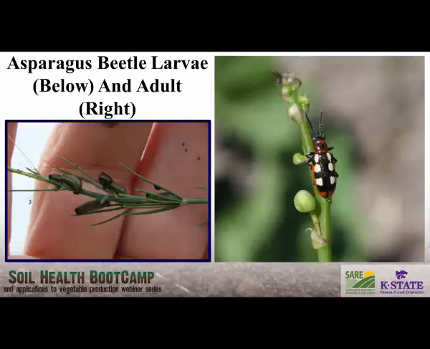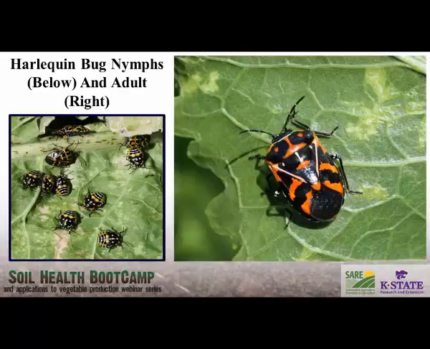Common asparagus beetle is the primary pest of commercially grown asparagus. This image shows both the larva on the left and an adult on the right. This image shows the nymphs and adult of the harlequin bug. This insect pest feeds primarily on cold crops, including broccoli, Brussels sprouts, cabbage, cauliflower, kale, and kohlrabi.